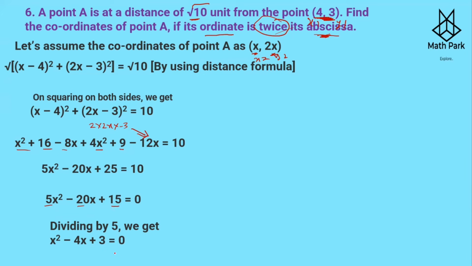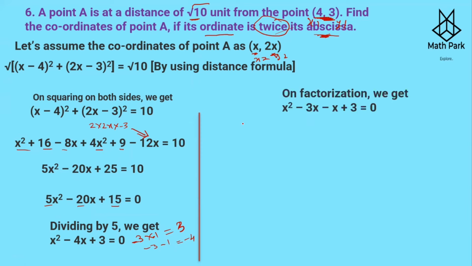Now we need to factorize this. So find the factors of 3 such that the sum is 4. So we have 3 times 1 is equal to 3 and 3 plus 1 is equal to 4. So we want minus 3 times minus 1 is positive 3 and minus 3 minus 1 becomes minus 4. So we split the minus 4x as minus 3x minus x. So taking common from here, we get x in bracket (x minus 3). From here, we take minus 1 common, we get (x minus 3) is equal to 0. So the factors are (x minus 3) into (x minus 1) is equal to 0.